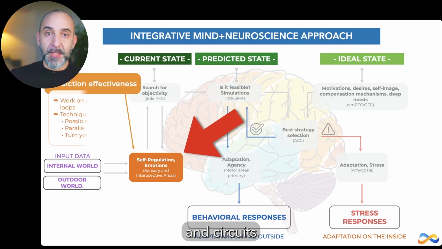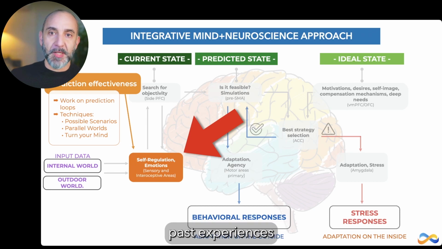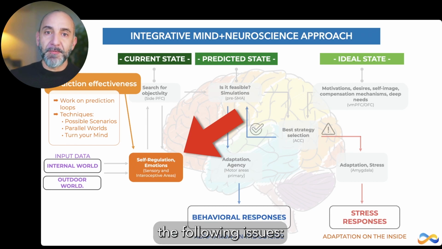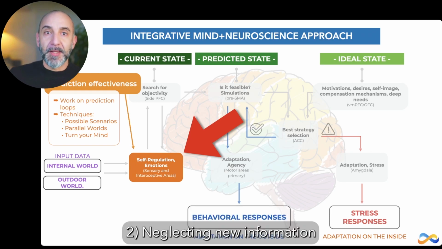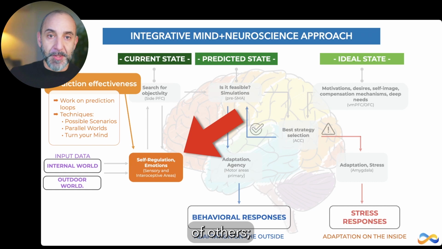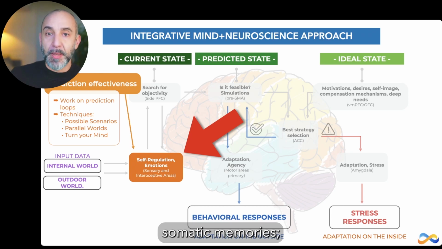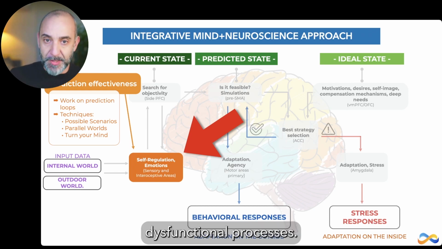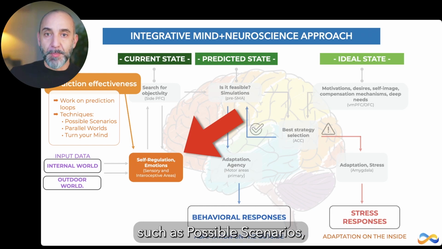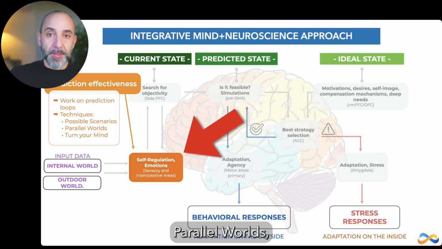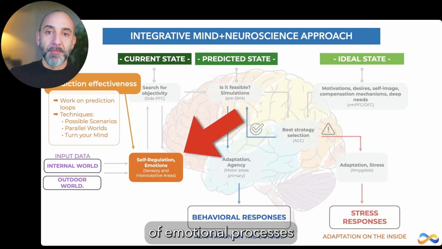Managing predictive loops and circuits that often misinterpret past experiences or overlook new information and perspectives requires addressing the following issues: misgeneralization of past experiences, neglecting new information and the perspectives of others, engaging in dysfunctional implicit learning, traumatic and somatic memories, and other dysfunctional processes. Specific techniques, such as possible scenarios, parallel worlds, and turn your mind, increase clarity, awareness, and integration of emotional processes with objective information gathering.